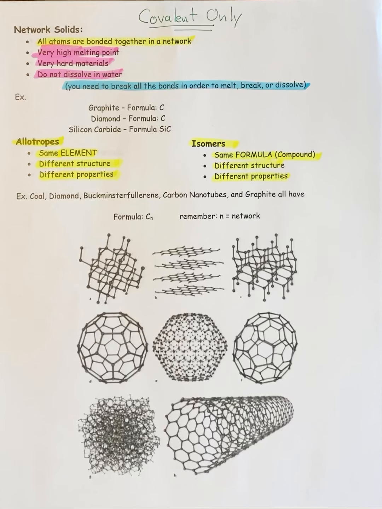This is the second half of the bonding properties video. This is basically for covalent only, and this is talking about network solids, allotropes, and isomers. So a network solid is really simple. It's when all the atoms are bonded together in a network. And so everything is covalently bonded to itself.